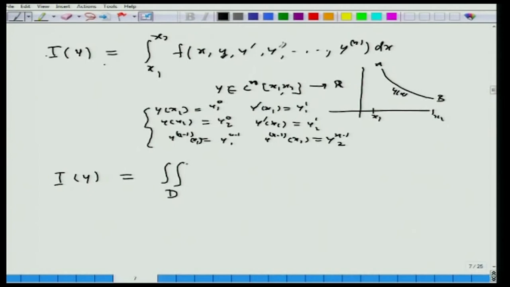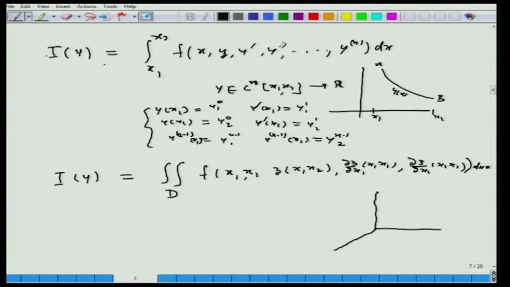So, then you will have a double integral, and f is a function of, let us say, x1, x2, and then some function z of x1, x2, and then del z by del x1 (x1, x2) and del z by del x2 (x1, x2), dx. Here you have a two-dimensional situation.